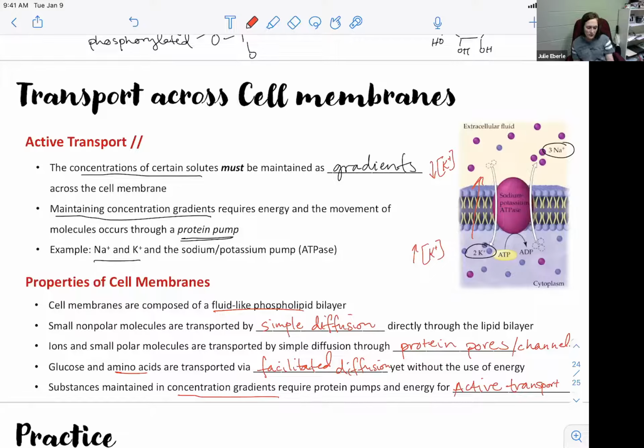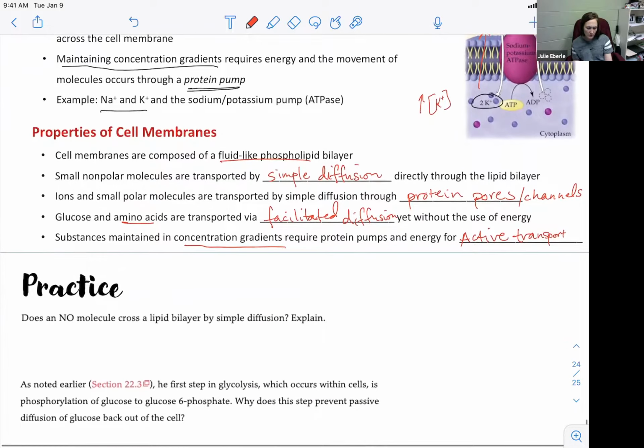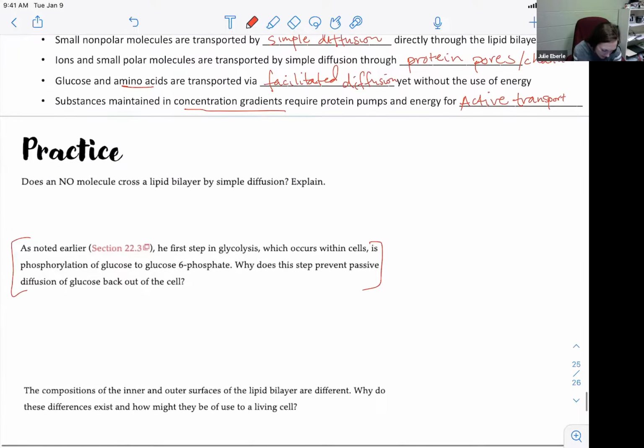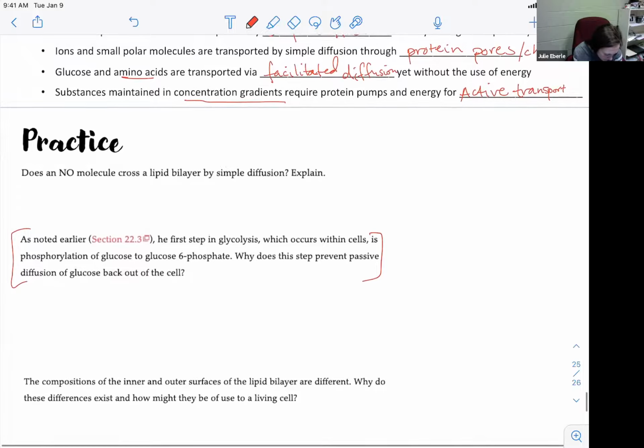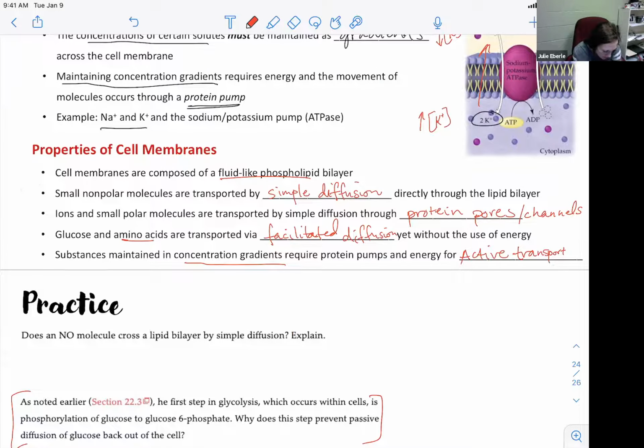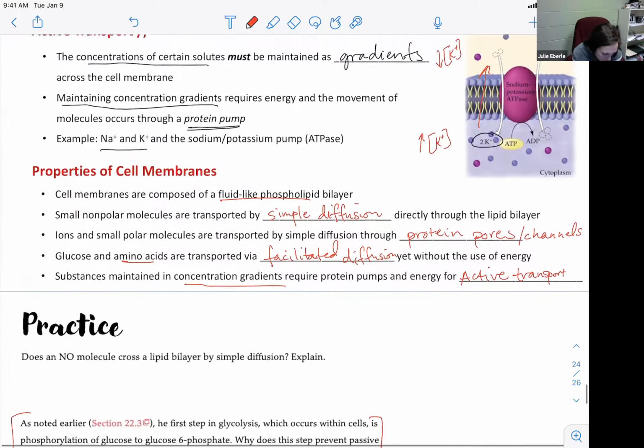So if I ask you on the exam, this is a great practice problem based on what we just talked about, the transport. Oh, I actually answered this for us. Probably didn't mean to do that. Okay, so what do y'all think about this first one? Does an NO molecule cross a lipid bilayer by simple diffusion?